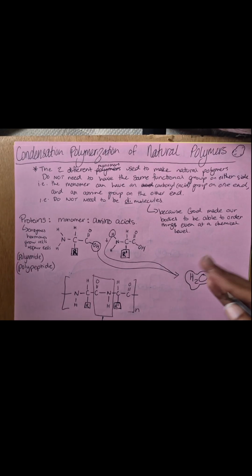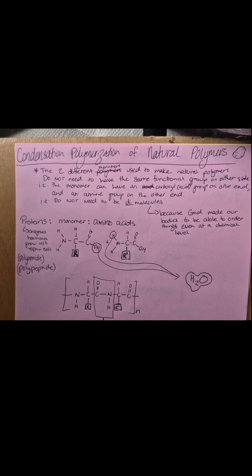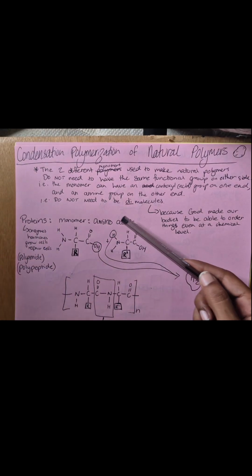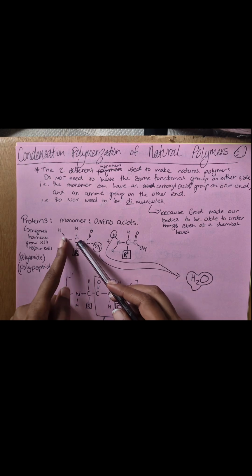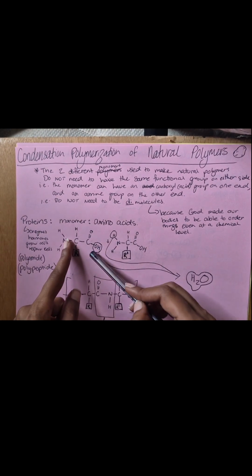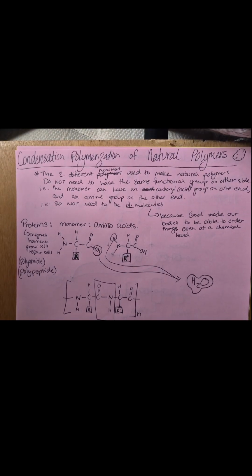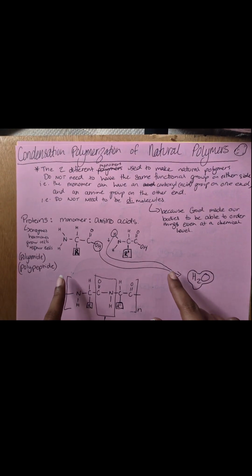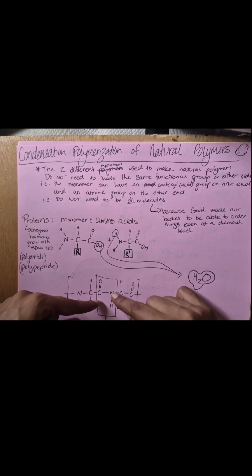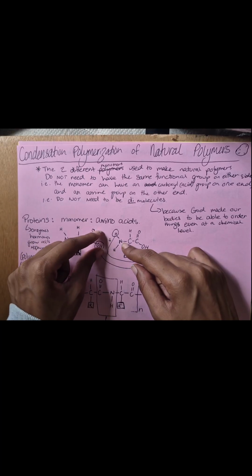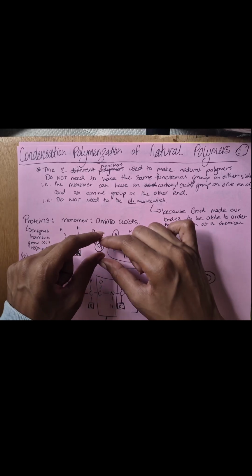Why is that? It's because God made our bodies to be able to order things even at a chemical level. So what I mean is, to make proteins, your monomers are amino acids, right? So an amino acid is set up such that on one side they have an amine group and on the other side they have an acid group. Yes? Now, humans, we can't synthesize our synthetic polymers using molecules that have two different ends, because to make this amide linkage, we need the carboxyl group to always react and meet with the amine group.